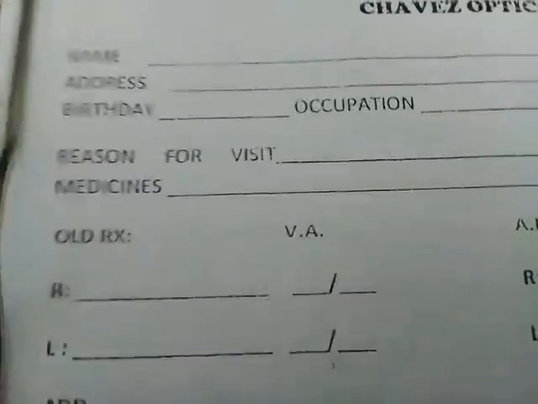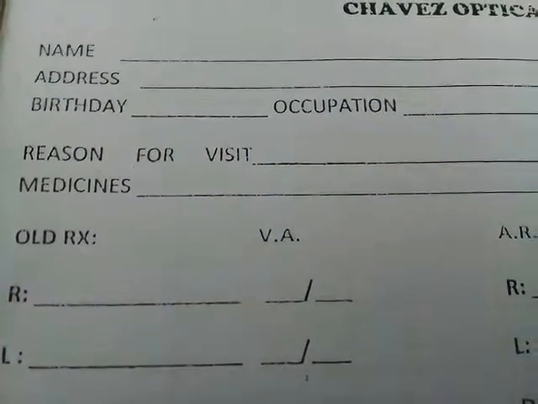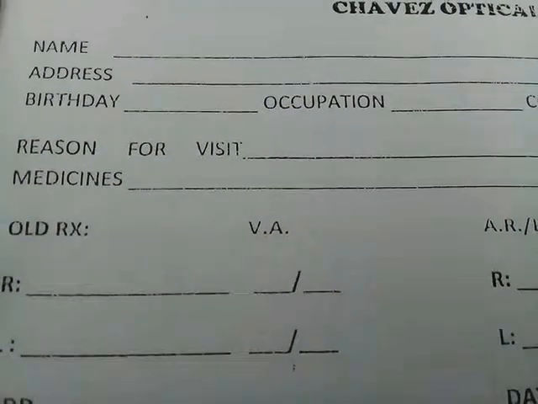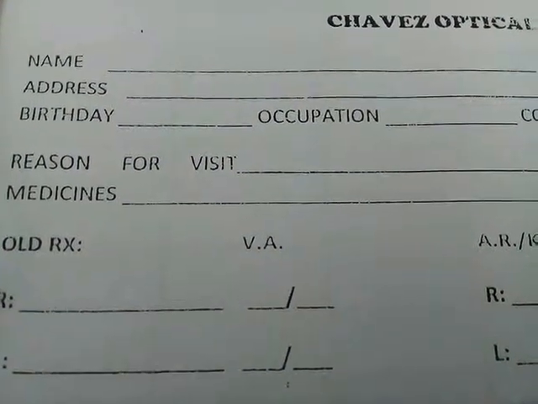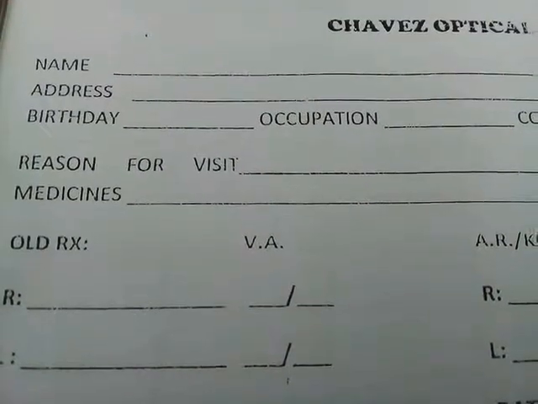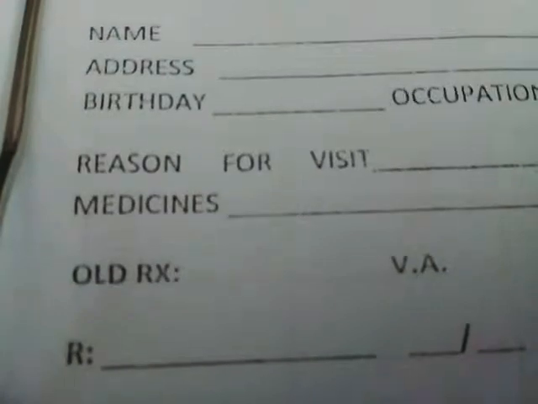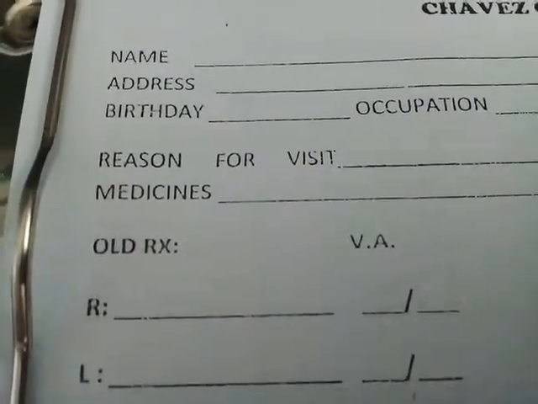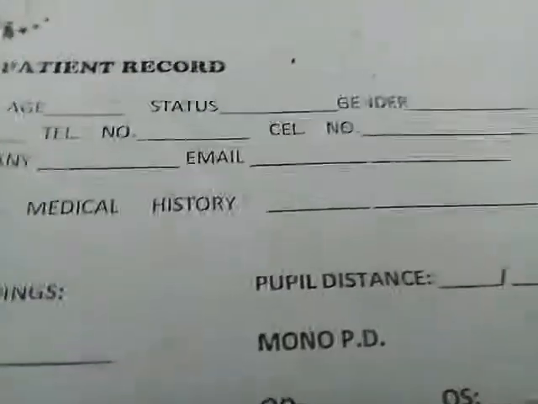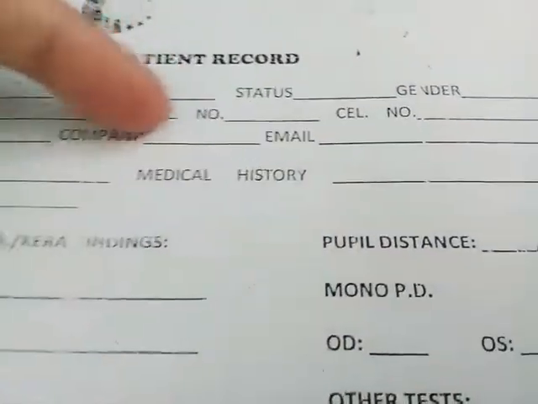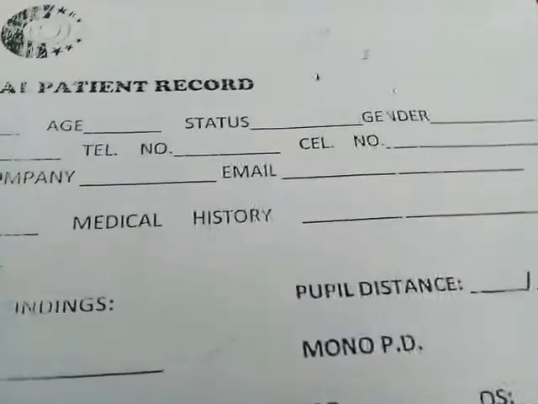Then first we have this reason for visit. Sorry for that noise, there's a tricycle outside. So reason for visit, we could put blurring of vision here, or change of lens, or just contact lens or solution, or online orders. Then medicines, if the patient is taking medicines, and then their medical history, like if they have high blood or diabetes.